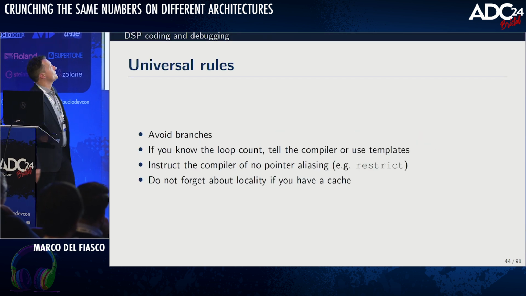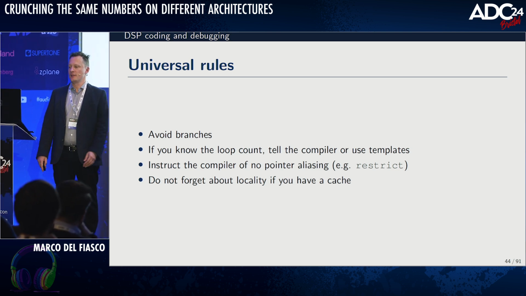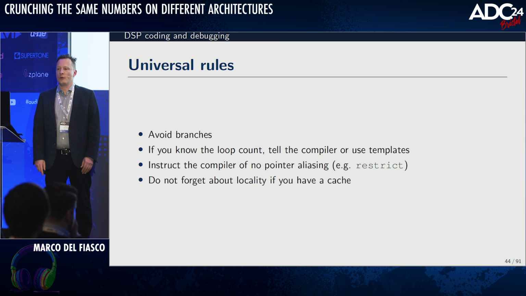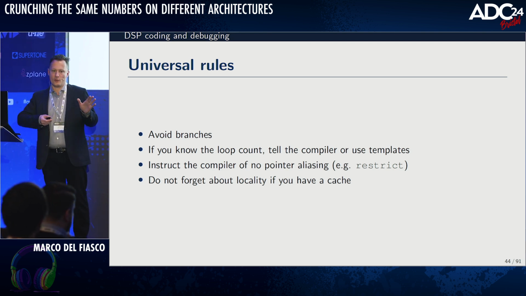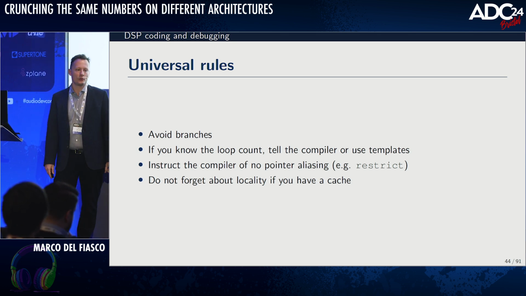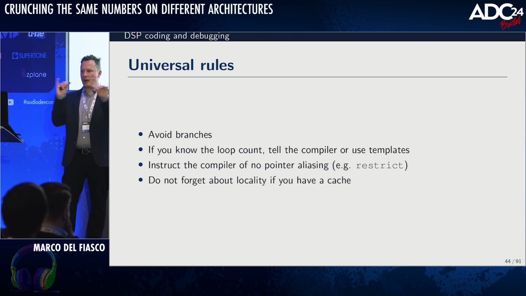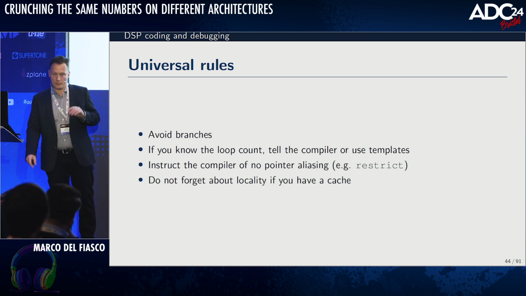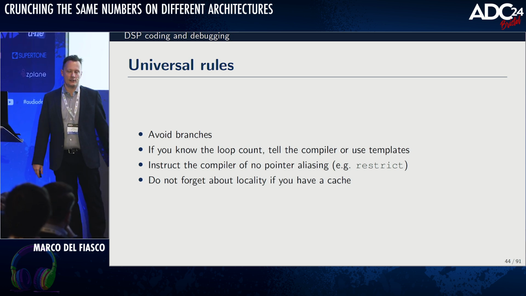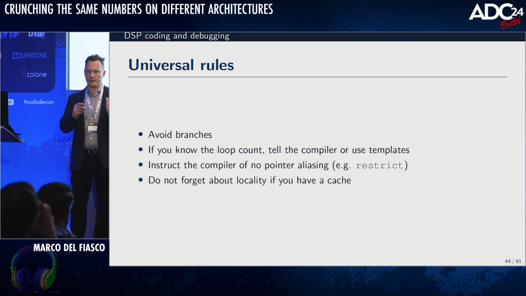DSP coding and debugging. So there are some universal rules you may already know, but let's review them. So please avoid branches if possible in real-time audio code. Whenever you know the loop count, please tell the compiler or use templates. Some architectures require you to specify when there is no pointer aliasing, meaning your pointers will never overlap during the execution of the function. This is very important for some architectures. And then, of course, do not forget about the locality of your data, especially if you have a cache. So always try to be cache-friendly if possible.